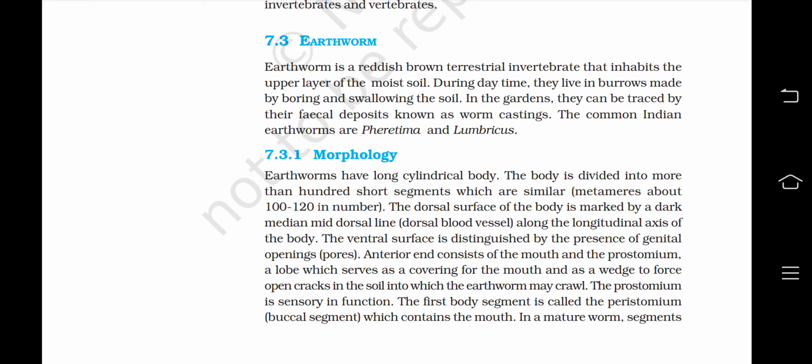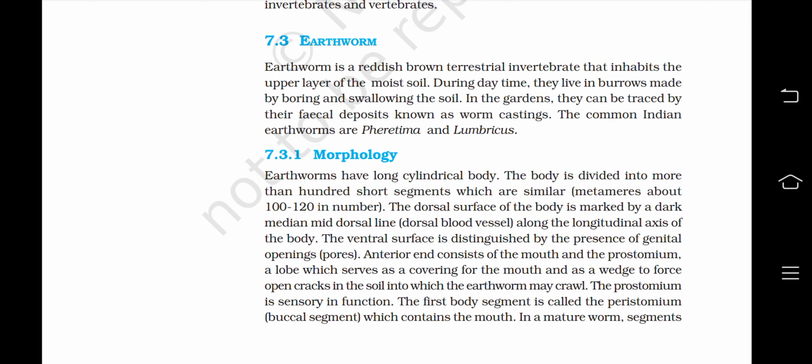The anterior end consists of the mouth and the prostomium, a lobe which serves as a covering for the mouth and as a wedge to force open cracks in the soil into which the earthworm may crawl. The prostomium is sensory in function. The first body segment is called the peristomium, or buccal segment, which contains the mouth.